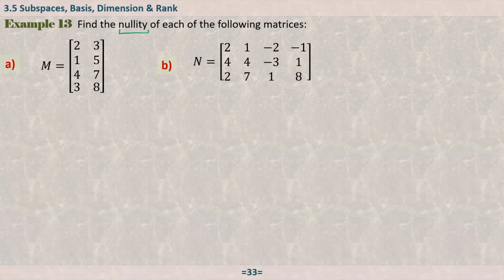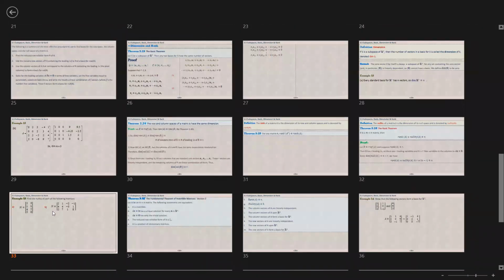So from here, it is obvious that these two columns, 2, 1, 4, 3, and 3, 5, 7, 8, are linearly independent, right? So that means that from here, I can just write the dimension of M, that is equal to, what is it? Not dimension of, okay, where did it go?